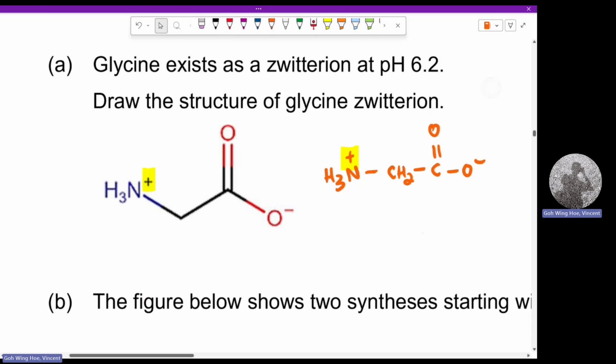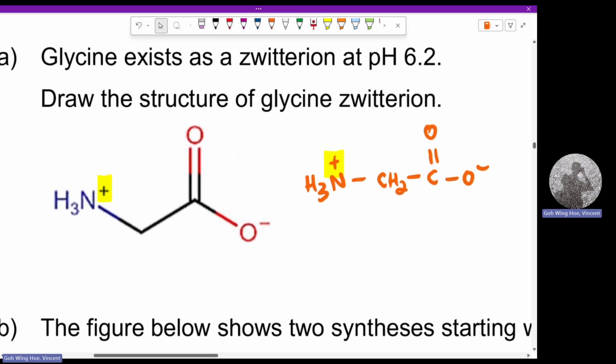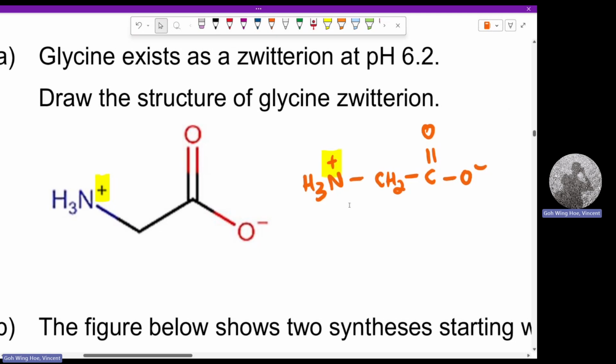So the structure of the zwitterion, you can draw it in the skeletal drawing as shown, or you can write it in the structural formula as shown on the screen as well. One thing to take note of here is the placement of the positive charge. It should be on the nitrogen atom instead of on the hydrogen.